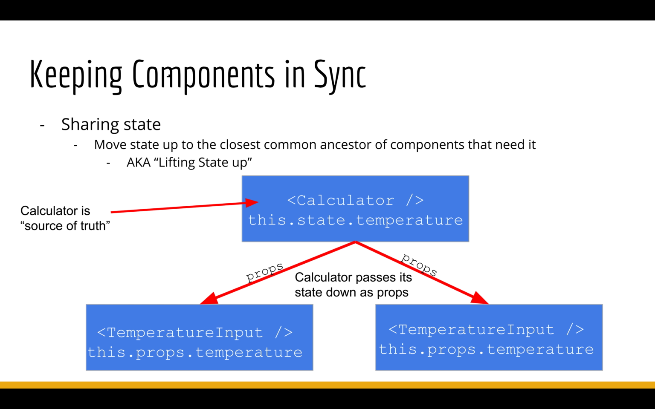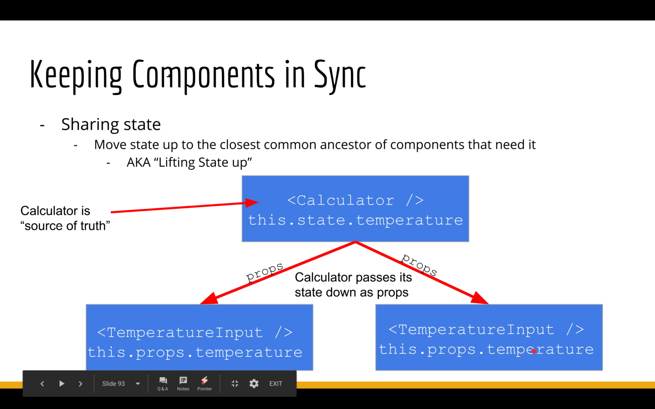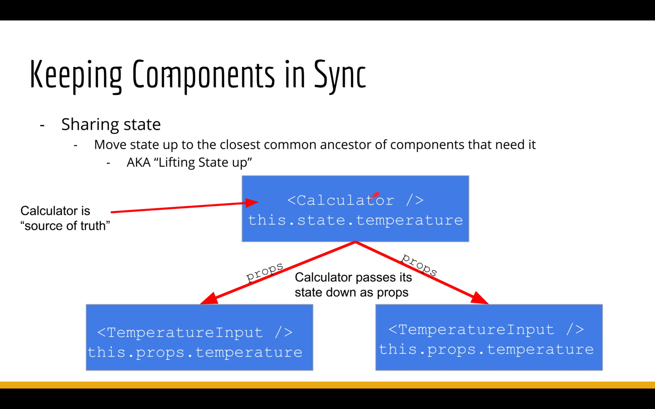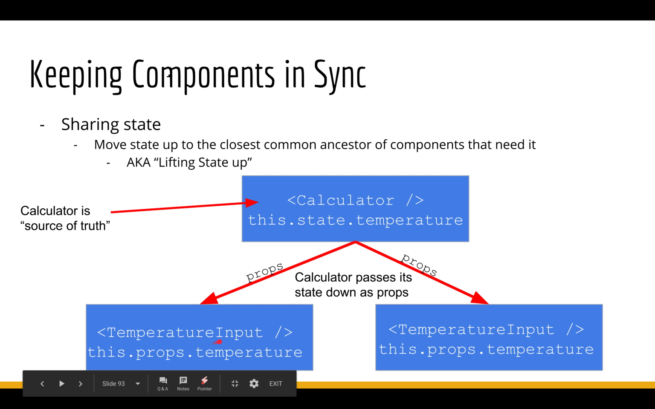This is a good visualization, I think, of what it means to keep components in sync and what I mean by sharing state by lifting state up. Like I said before, the way that we share state is that we move the state up to the closest common ancestor of the components that need it. So we have temperature input and temperature input here, our Fahrenheit and our Celsius one. Instead of them having their own state, we're going to move the state up to calculator, and then pass the temperature down as a prop to temperature input.